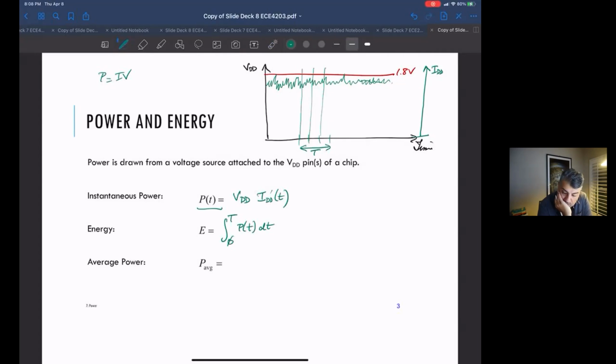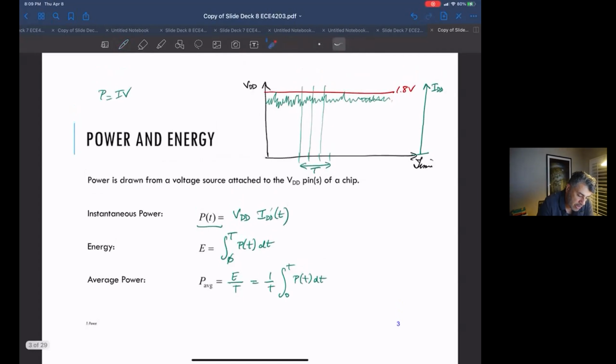And the reason I went through that is because to get the average power, I would first have to calculate the energy and divide it by that same period. So it would be 1 over T times the integral from 0 to T. I'm calculating the energy over this period and then dividing it by the total time during that period to get the average power.